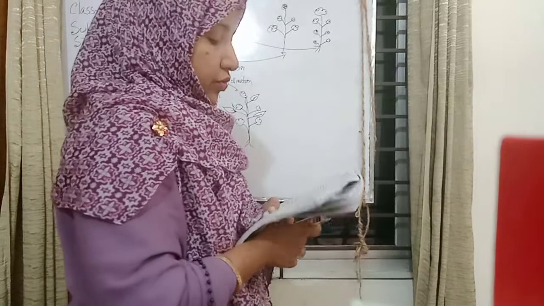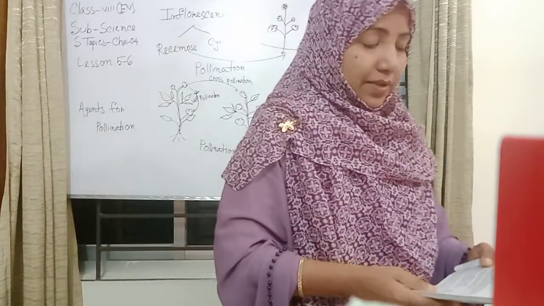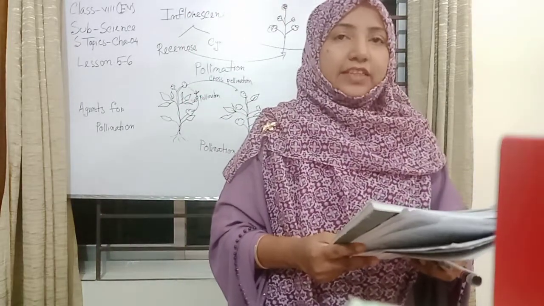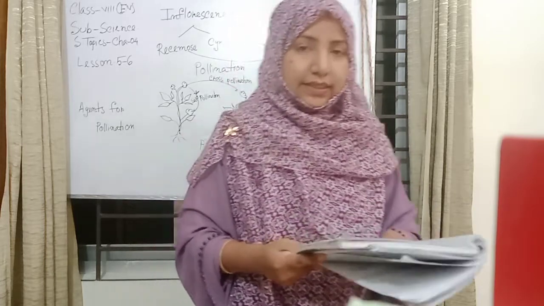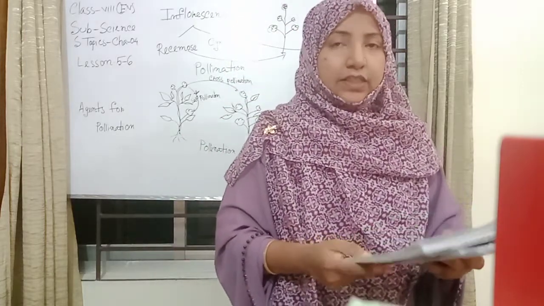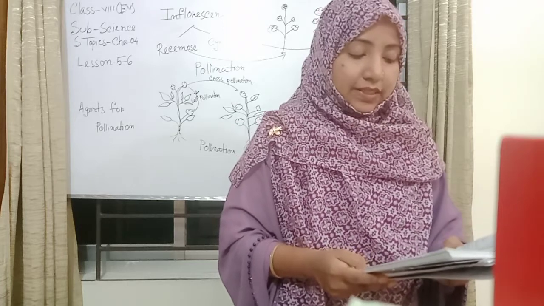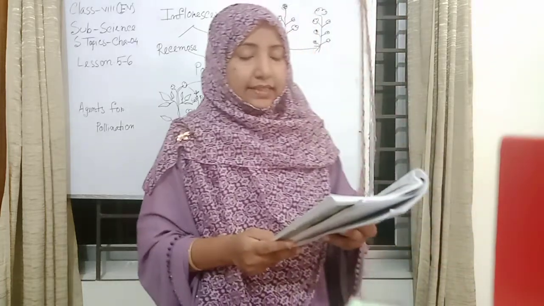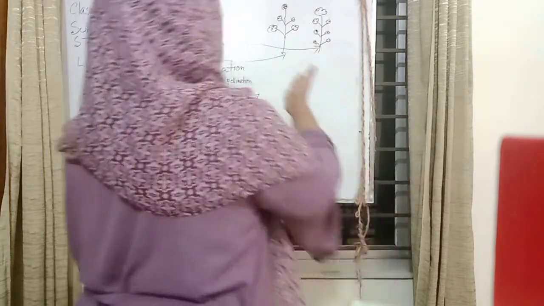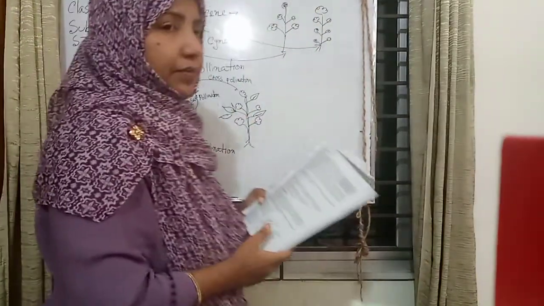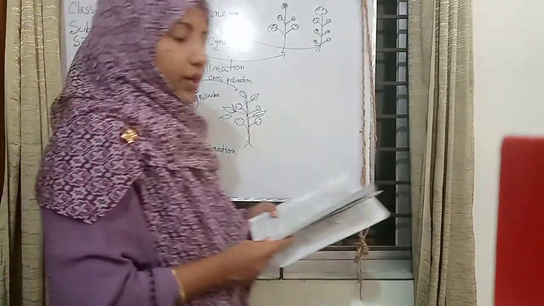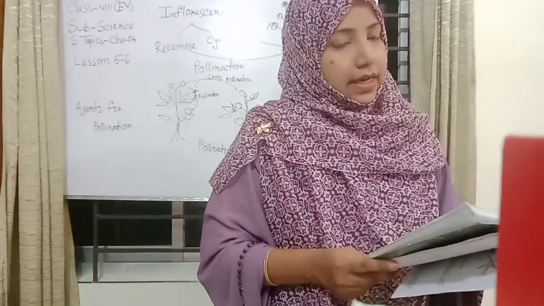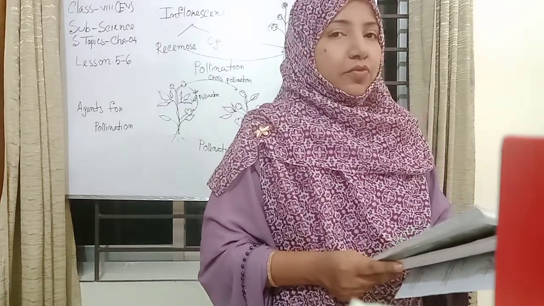Now, we want to know the meaning of inflorescence. The mode of arrangement of flowers on the floral axis is known as inflorescence. This inflorescence is of two types. For example, racemose, where the growth of the floral axis is unlimited, and the second is cymose, where the growth of the floral axis is limited. Inflorescence is very important for pollination.